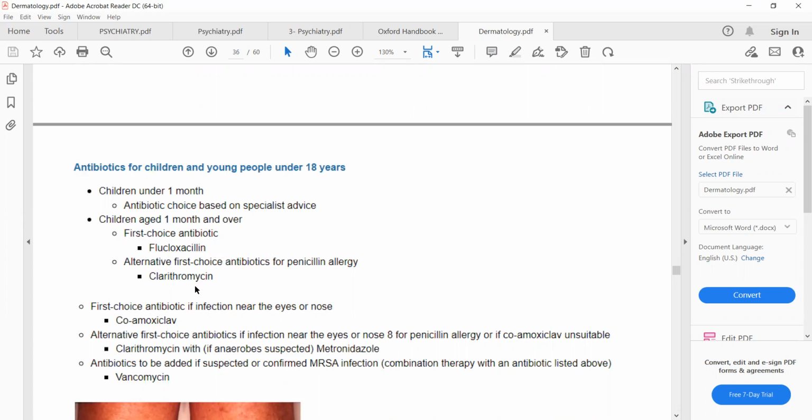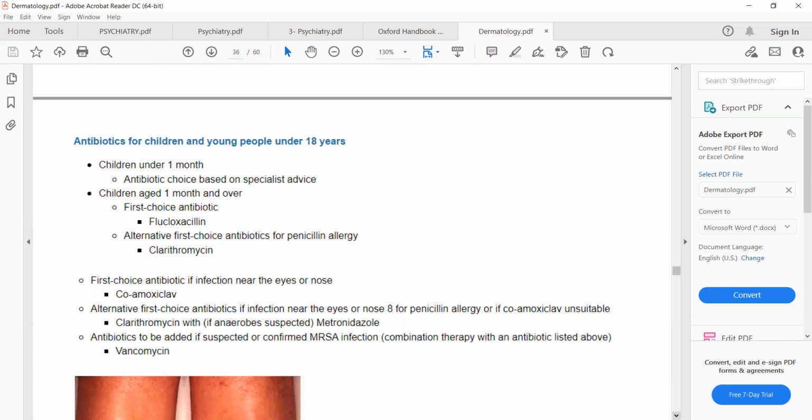First choice is flucloxacillin, alternative is clarithromycin. If infection is near the eyes or nose, then co-amoxiclav, and if allergic to penicillin, then clarithromycin with metronidazole, and the antibiotic for MRSA species is vancomycin.